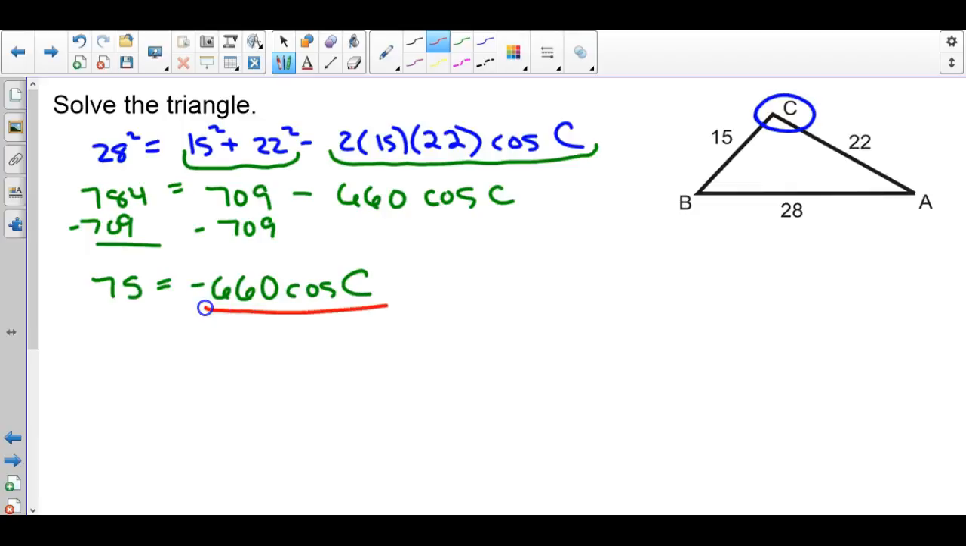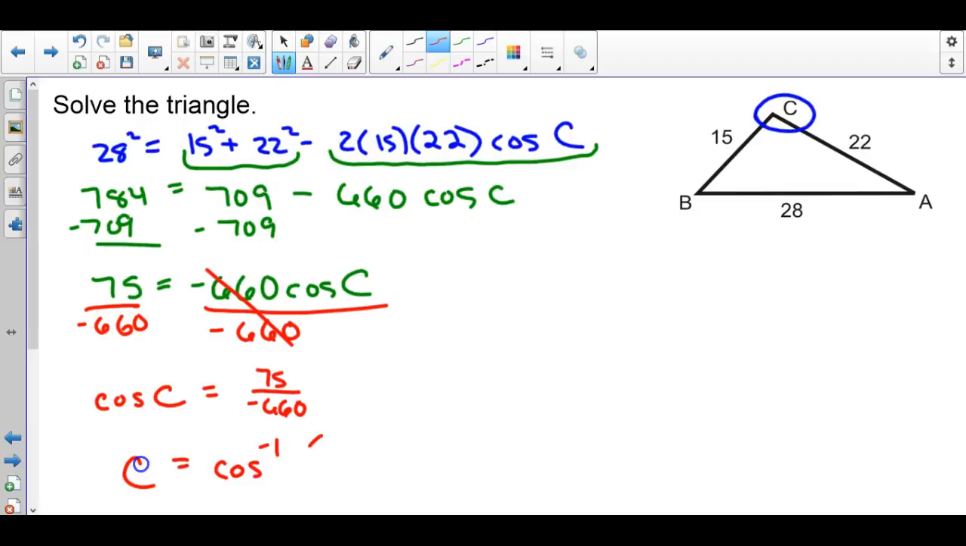And my next move then would be to divide both sides by negative 660. And that's going to get rid of this. So now I really have that the cosine of C is going to be 75 over negative 660, which again, since I'm solving for an angle, I'm going to need to use an inverse function here. So inverse cosine of 75 over negative 660. So I'll throw that in my calculator. And I'm getting 96.54 degrees. So that is what angle C is equal to. So I have my first angle.